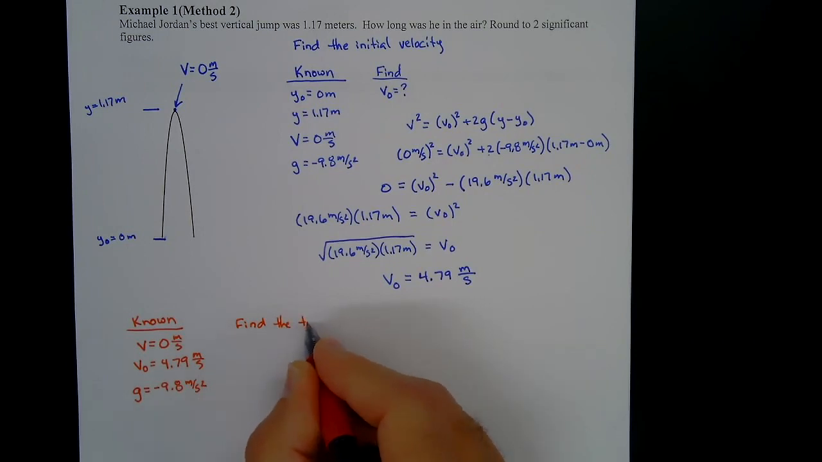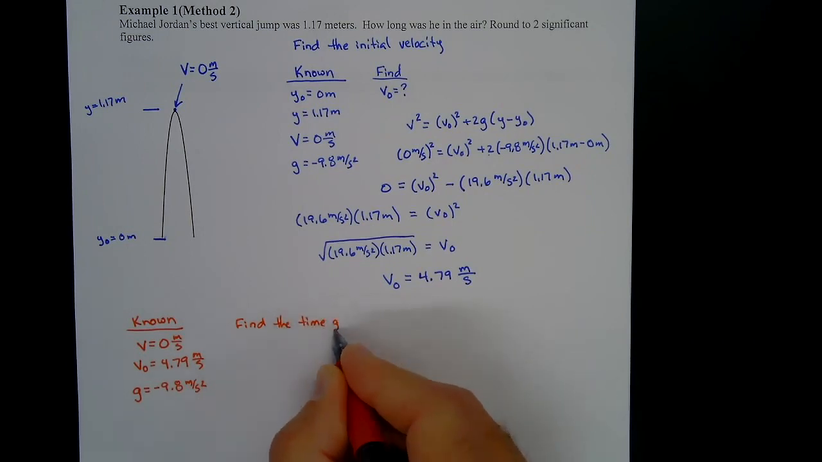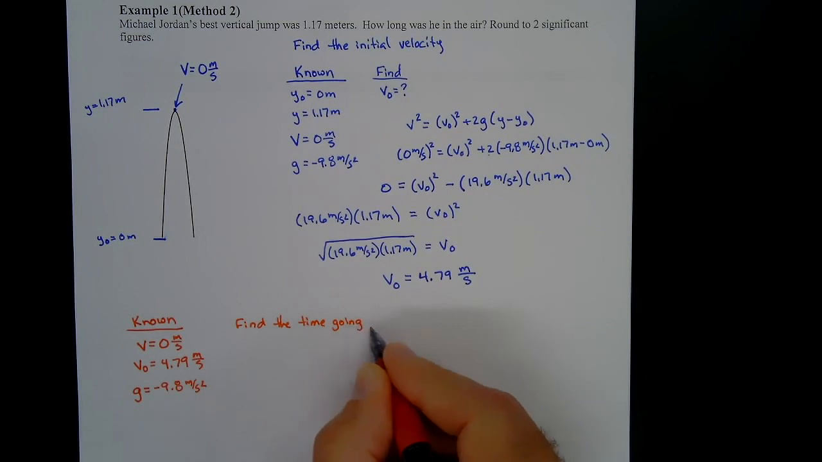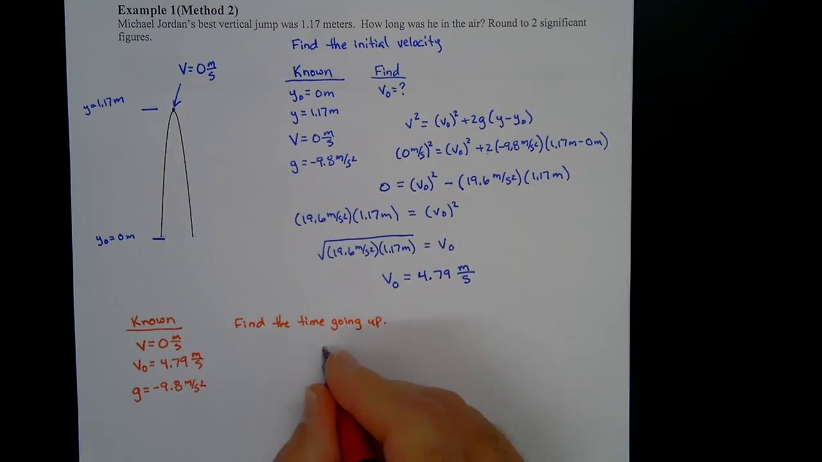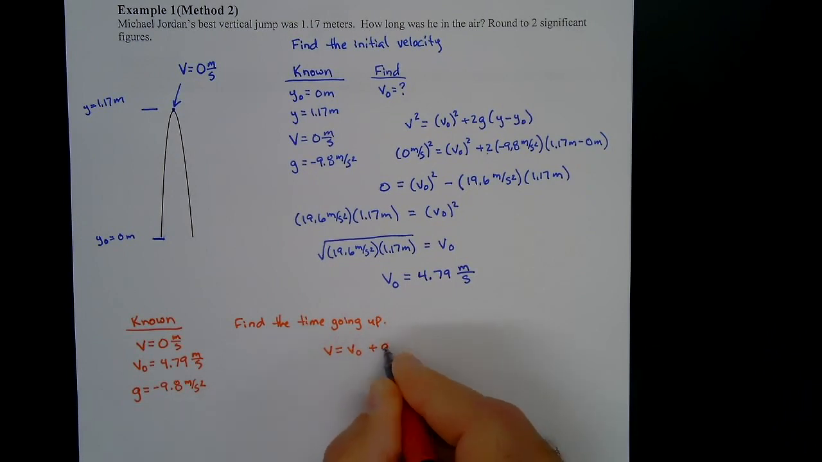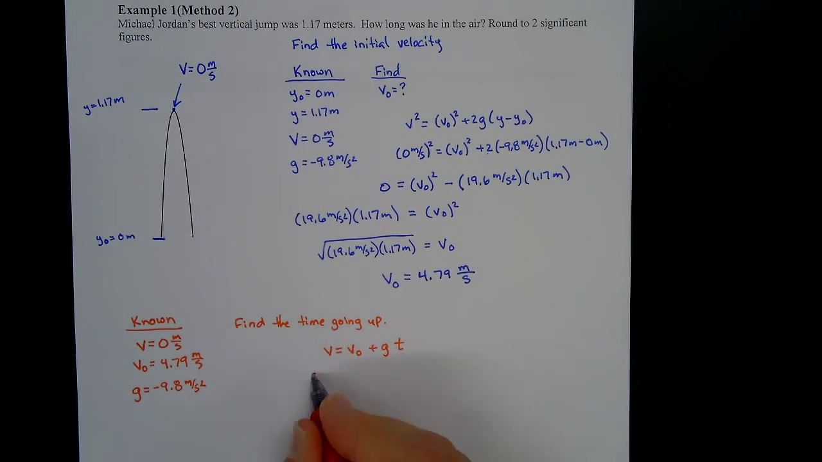the time going up. Okay, and then all I'm going to need to do is double it to get the total time it was in the air. All right. Okay, so I'm going to use this equation. V is equal to V sub O plus the gravity, the acceleration due to gravity times time. So my final velocity was 0 meters per second.